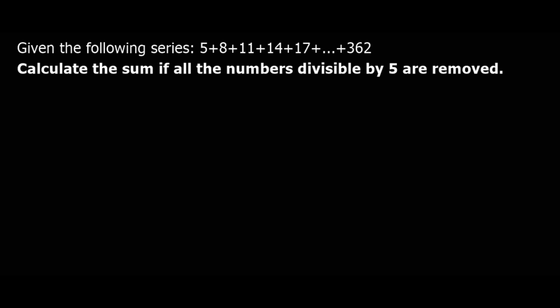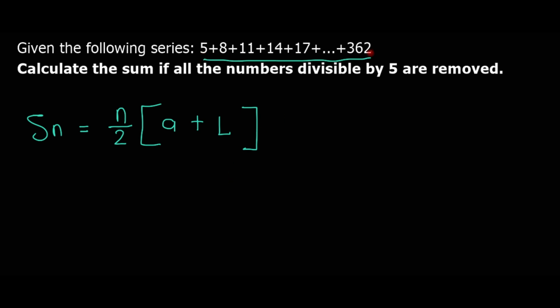Because this is arithmetic, we can easily say Sn equals n over 2, and then a plus l, because we know the last term. So this is our last term. But remember that we don't know how many terms we are adding there. This is a sum, we are adding these numbers, but we don't know how many numbers we are adding. So it means we should find the number of terms. We can easily find the number of terms because we know the last term.